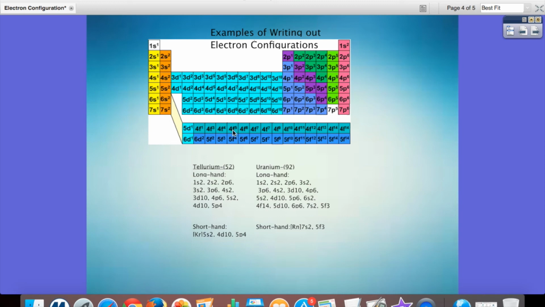That's where uranium is. And the shorthand is basically radon, so it's right here, radon, and then 7s2, and then 5f3.